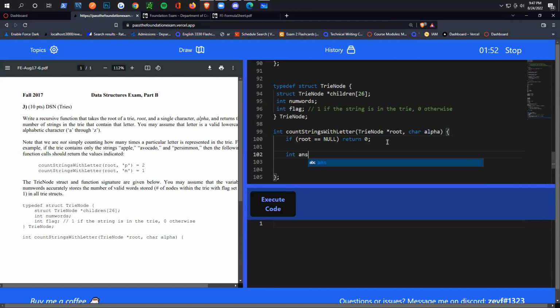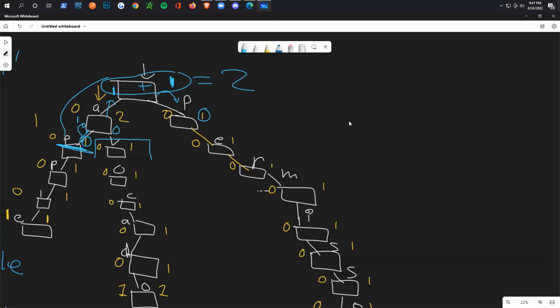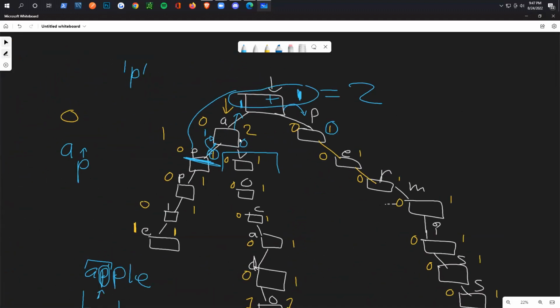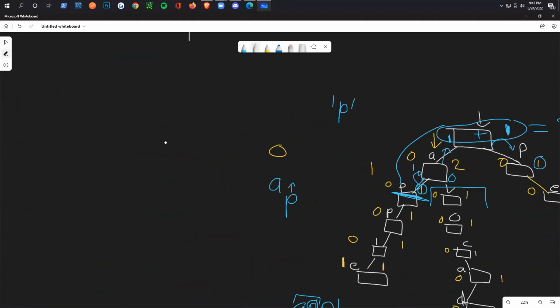Now we're going to have an answer variable to store, okay, what are all the answers that I've gotten from all my children? Because remember, you might not find a P where you currently are at. So for example, let's say in this example we had here, let's say we had something like, let's say we're looking for all letter A's, right?